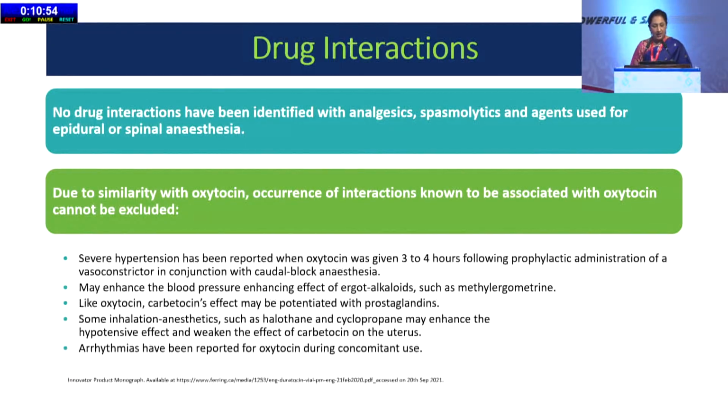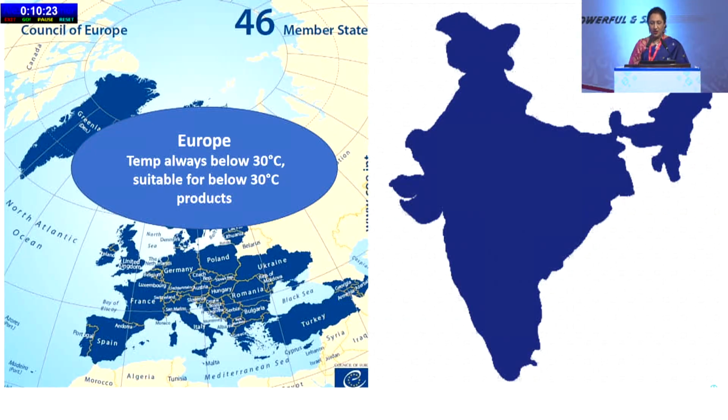Looking at the drug interactions, due to similarity with oxytocin, the occurrence of the interactions known to be associated with oxytocin cannot be excluded. Severe hypertension was reported when oxytocin was given 3 to 4 hours following the prophylactic administration of a vasoconstrictor. Blood pressure is enhanced by ergot alkaloids like methylergometrine. Like oxytocin, carbetocin effects can be potentiated with prostaglandins. Arrhythmia has also been reported for oxytocin during concomitant use.